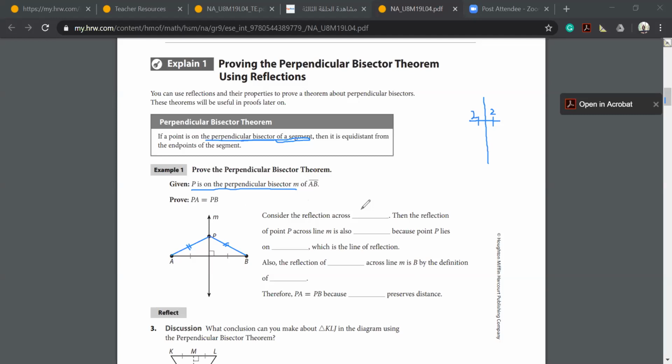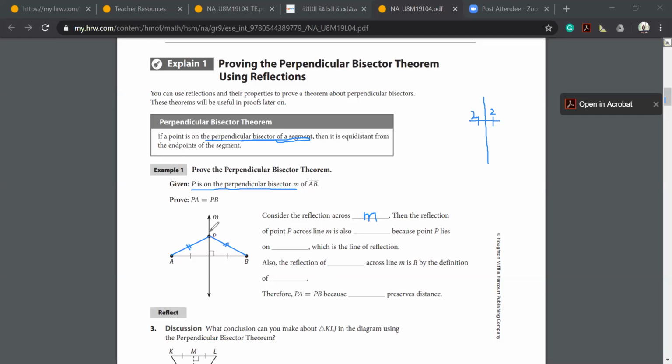In here, of course, this is like a paragraph proof. Consider the reflection across. What is my line of reflection here? The line of reflection is M. So consider the reflection to be across line M. You remember we said when I have a point which lies exactly on the line of reflection, its reflection will be as it is. You remember when I told you to try to stick your finger on the mirror? Its reflection will be on the same point. And as you go further from the mirror, your reflection goes further away.